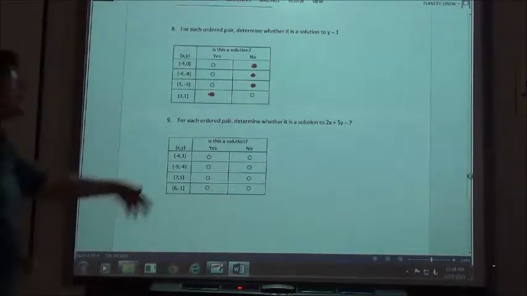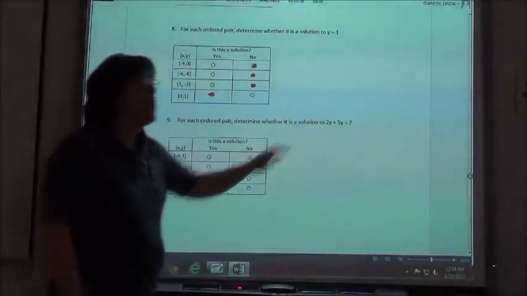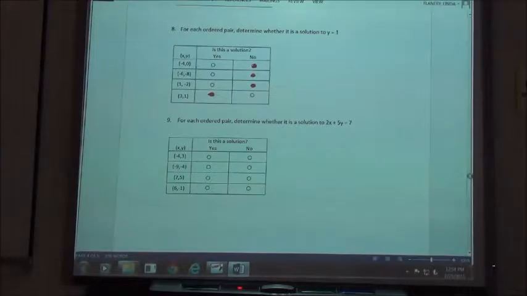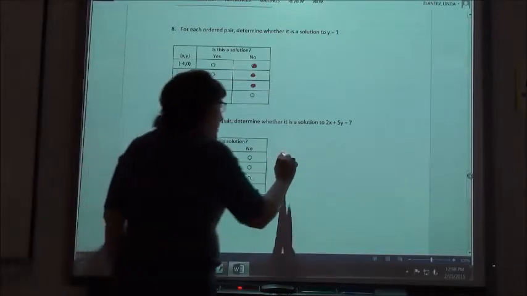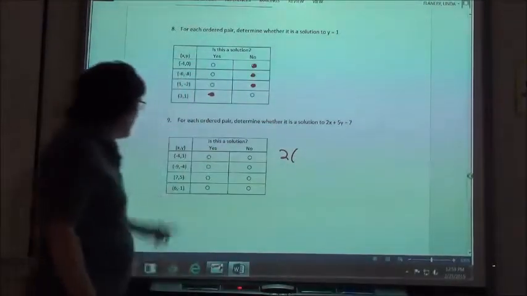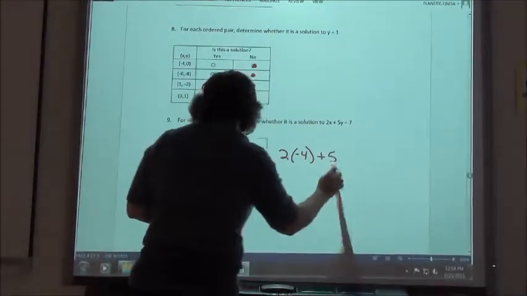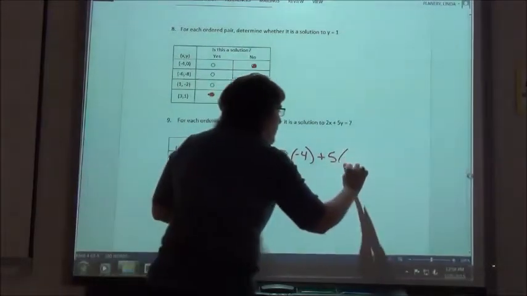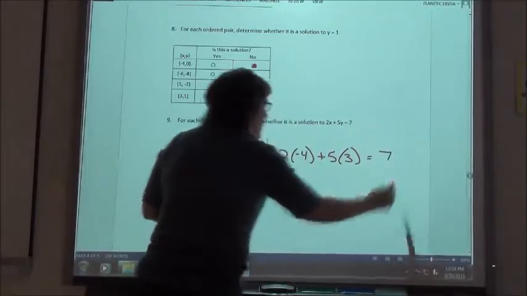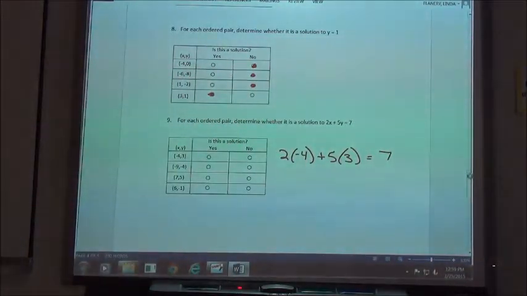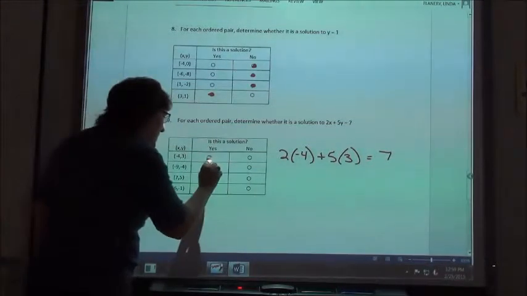And number 9's back to like the first one was. That's probably the more common way you're going to see that, where we're going to plug our numbers in and see if they work or not. So, 2 times my x value of negative 4 plus 5 times my y value of 3. Am I going to get 7? 7, yep. Negative 8 plus 15 is 7. Yes, it is.